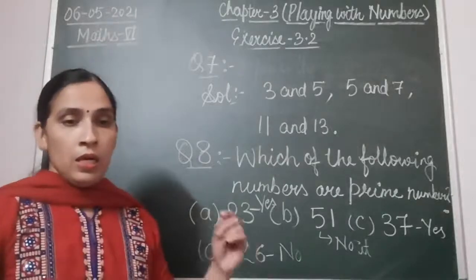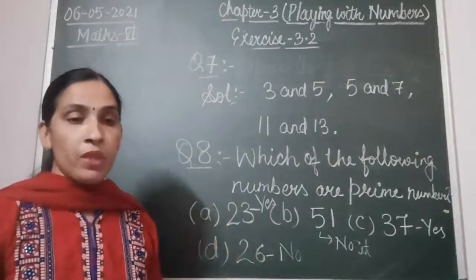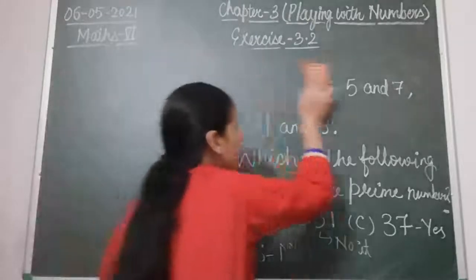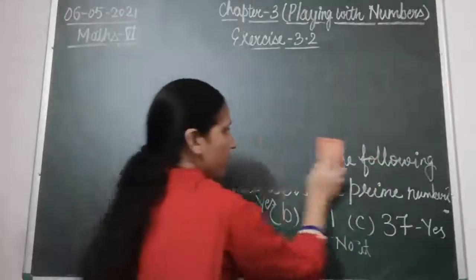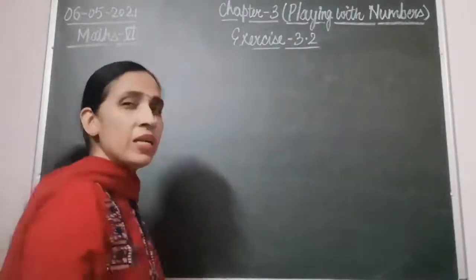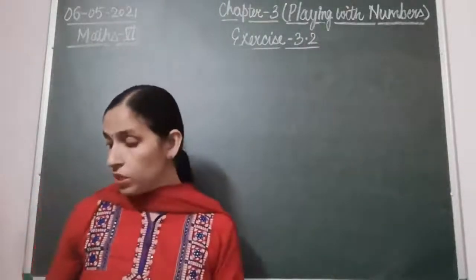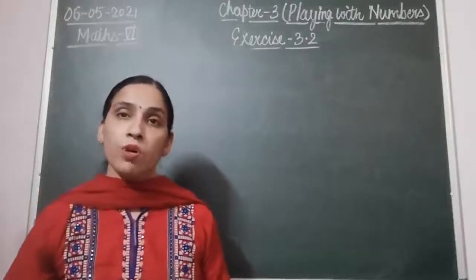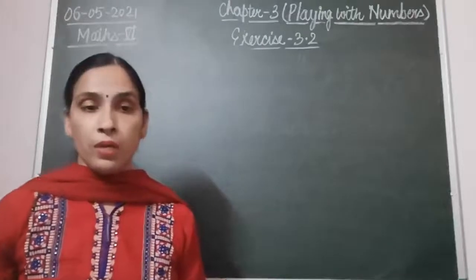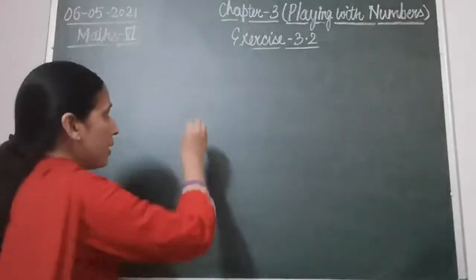Now, question number 9. I'll erase this and then I'll start with question number 9. In question number 8, nothing else is there. You have to write only yes and no. For a prime number, yes, it is a prime number. No, it is not a prime number. Now come to question number 9.